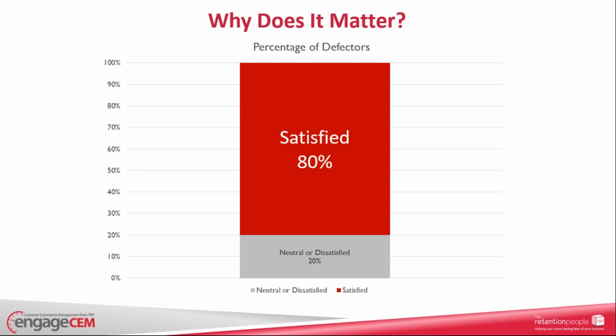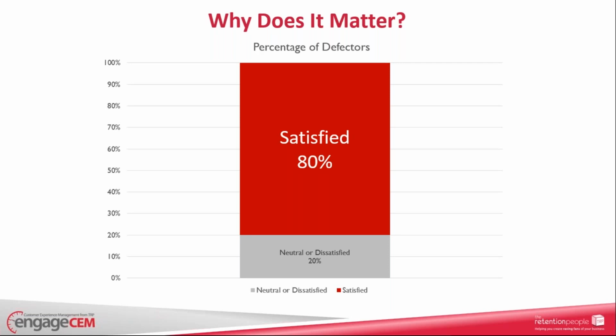So why does loyalty matter? Well, as part of the research around Net Promoter Score, what they found was that 80% of customers leaving a business, and this was across all industries, would have ticked the box of satisfied. Only 20% of them would actually be neutral or dissatisfied. So what does this tell us? Ticking the box, satisfaction is not enough to make a member stay with you.